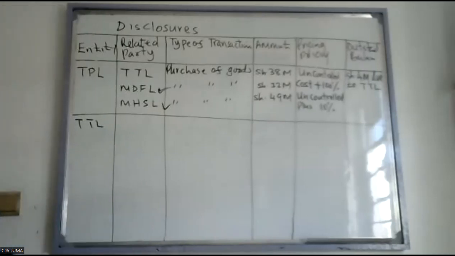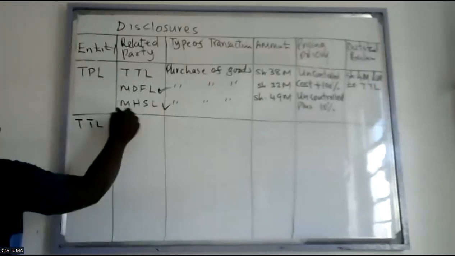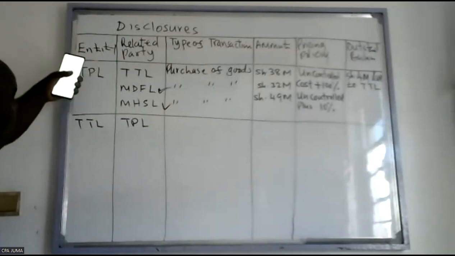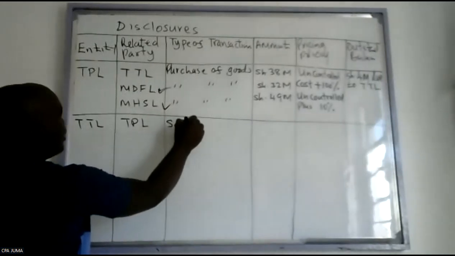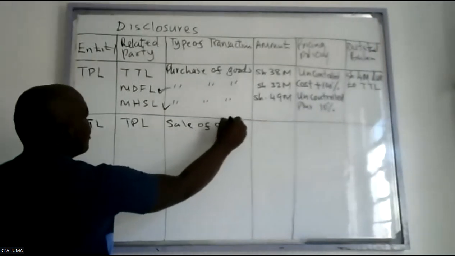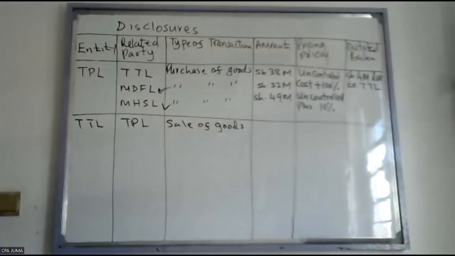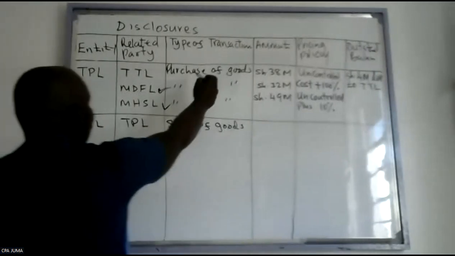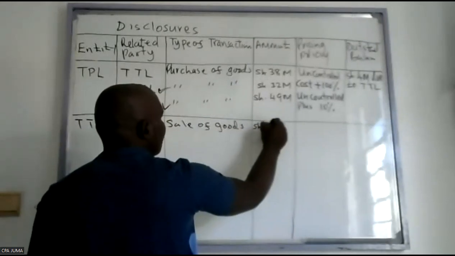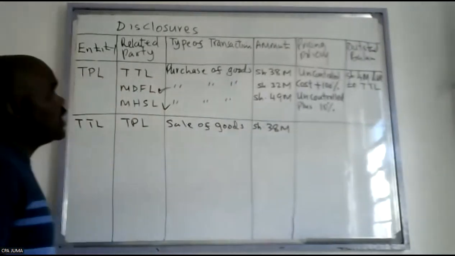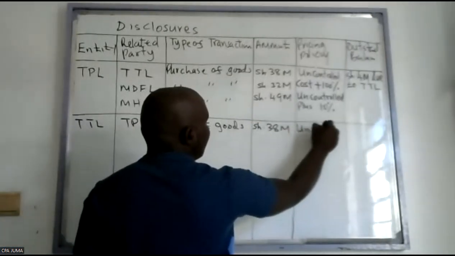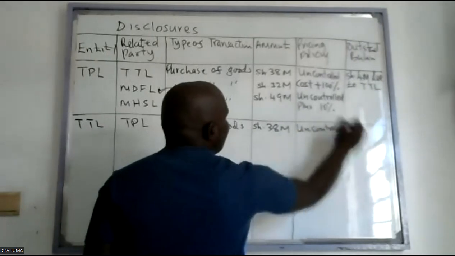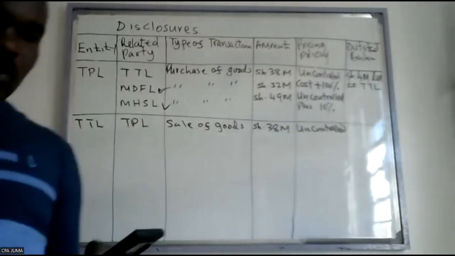TPL only, yes. So they only transacted with TPL, this one. So it's just the opposite, in which case they were selling. So it was sale of goods. The price was this one here, 38 million. Price was uncontrolled. Uncontrolled price is the price which you charge at your wish.